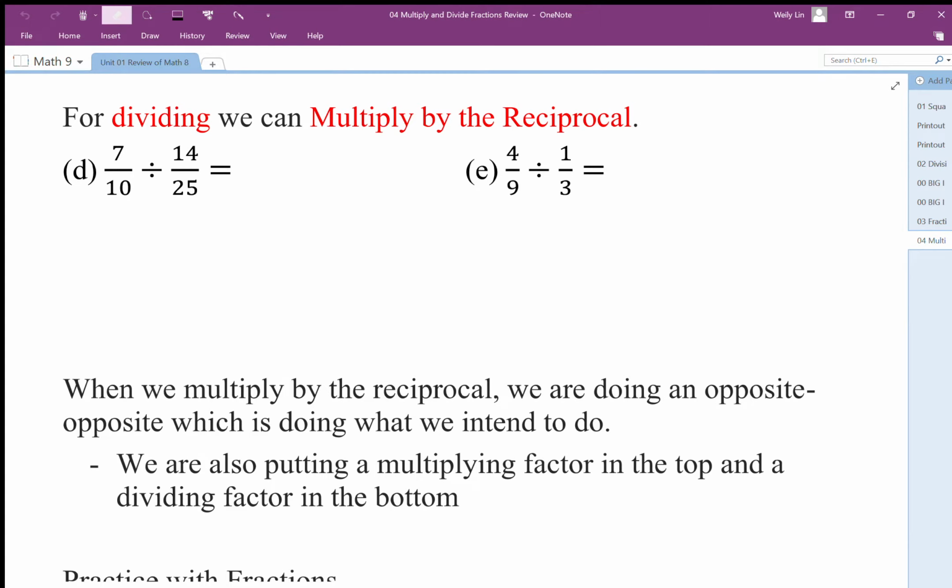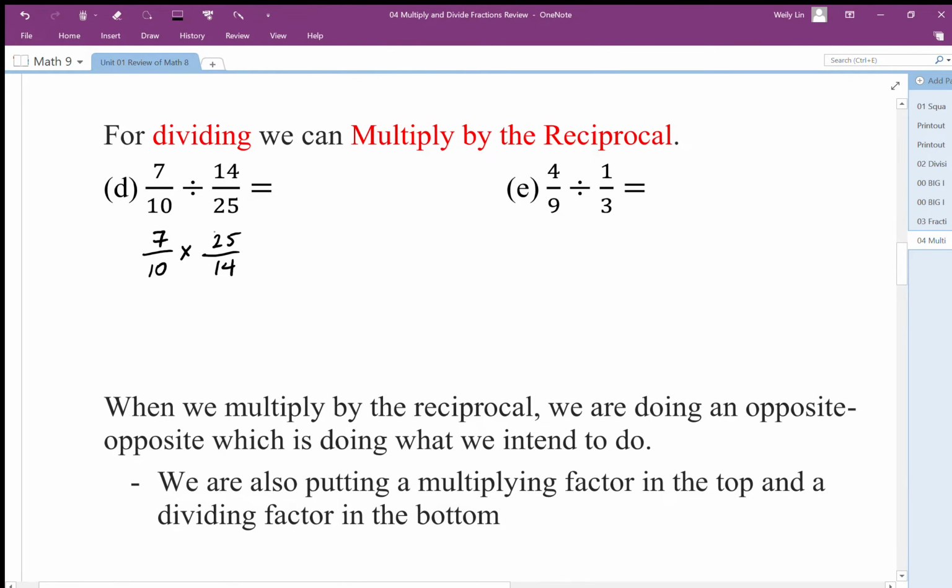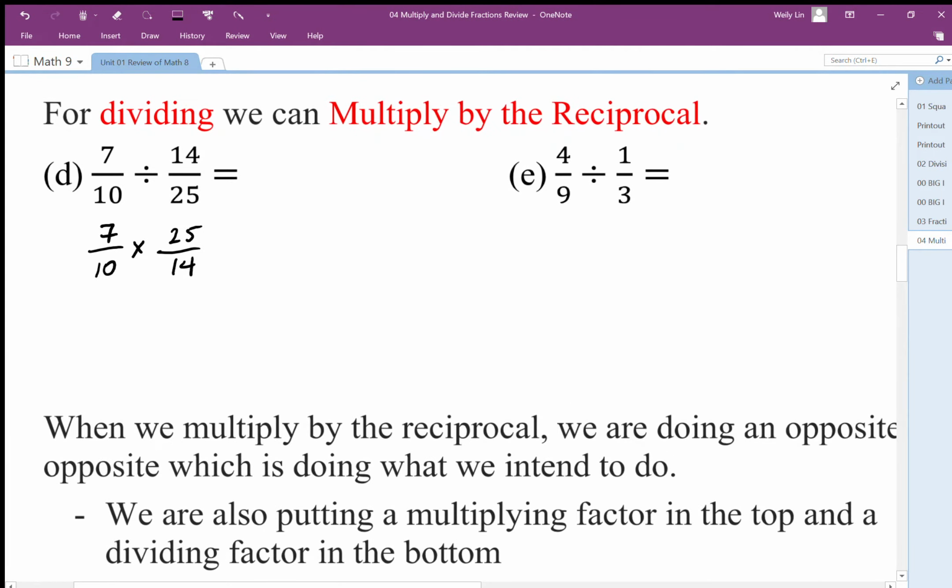So we're going to do 7 over 10. We're going to do the opposite. So divide becomes times, and we're going to do the opposite here. So divide by 25 becomes times by 25. The times on top here becomes divide on bottom here. So now we've done the opposite. That's okay. We know that we're going to get the right thing.